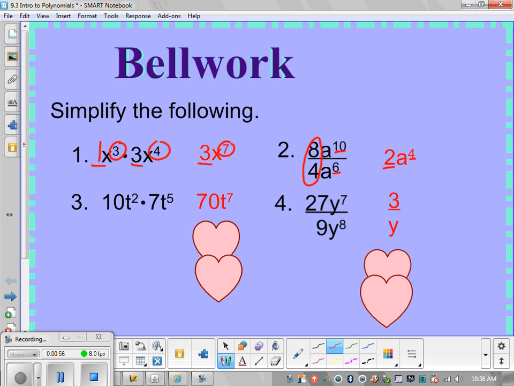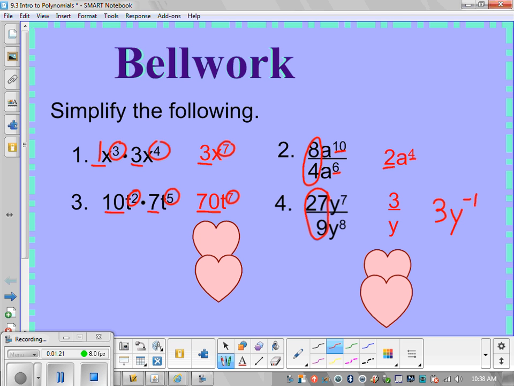Number 3 is just like number 1. Multiply your coefficients to get 70. Add your exponents to get 7. Number 4 was just like number 2. Divide your coefficients. 27 divided by 9 is 3. And then when you subtract your y's, that would give you 7 minus 8 is negative 1.